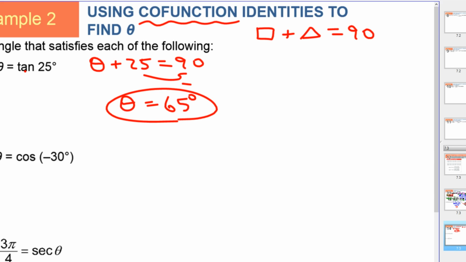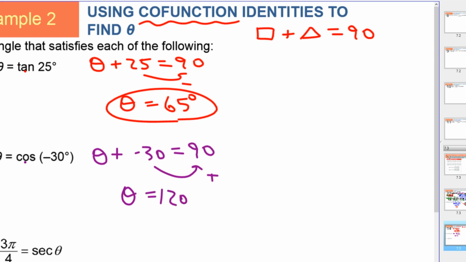So part B, same thing. These are cofunctions, so I can just say theta plus negative 30 equals 90. Add that over, you're going to get theta equals 120 degrees.